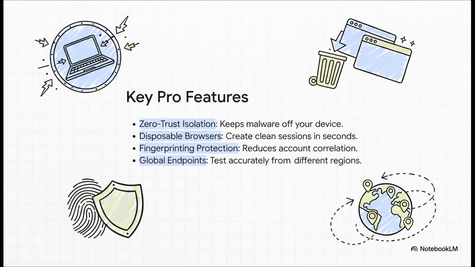And the pro features, they go even deeper than that. The whole zero trust model means your personal device is totally shielded from any potential malware. Need to do some sensitive testing? Just spin up a disposable browser session that's completely clean and untraceable. Sendwin also actively works to stop browser fingerprinting, making it way harder for websites to link your different accounts together. You can even make it look like you're browsing from different parts of the world, which is crucial for testing localized content. You see, these aren't just features, they're a professional's toolkit.